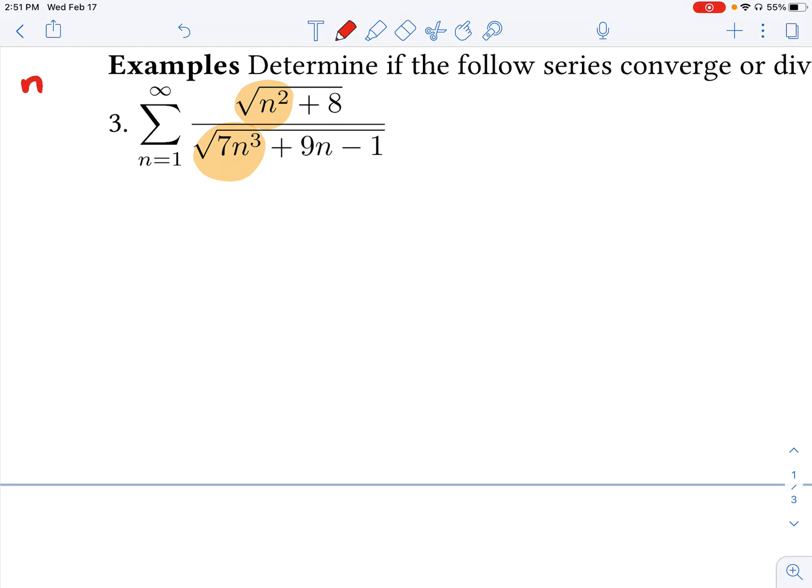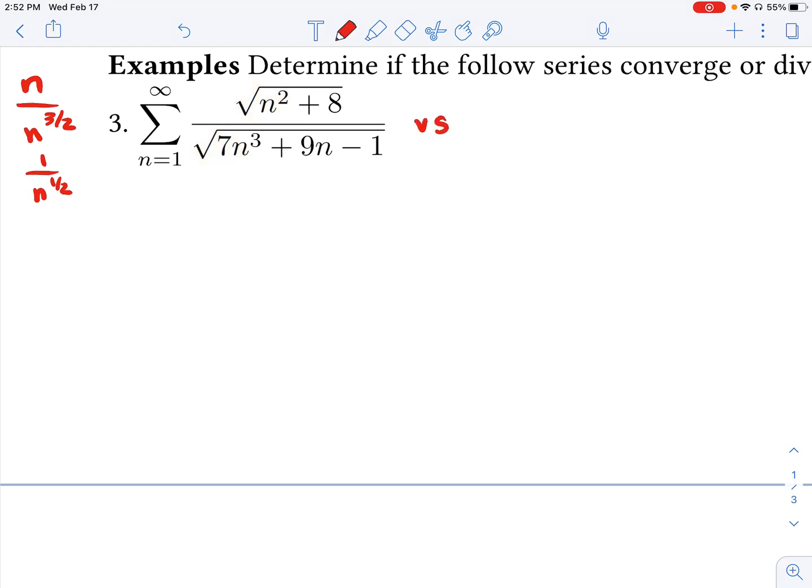Because when you take the square root of a quadratic, you get n. And the denominator's degree is n to the 3/2. The square root of a cubic is n to the 3/2. So if I were to simplify that, I could rewrite this as 1 over n to the 1/2, or 1 over root n. So that becomes right away a good series to compare it to. So let me just write that.